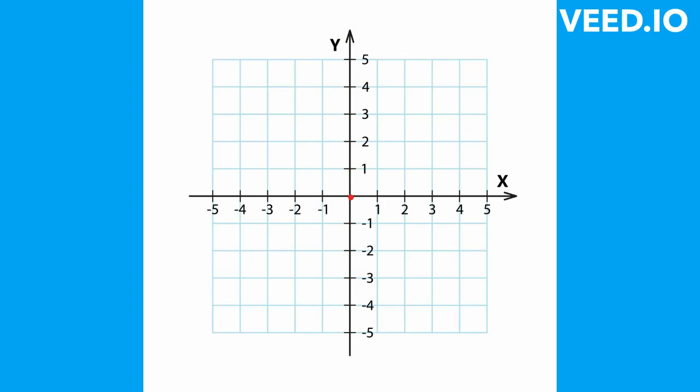We have the origin here, which is 0, 0. We also learned how to write coordinate pairs. A coordinate pair is nothing but a set of x and y coordinates.